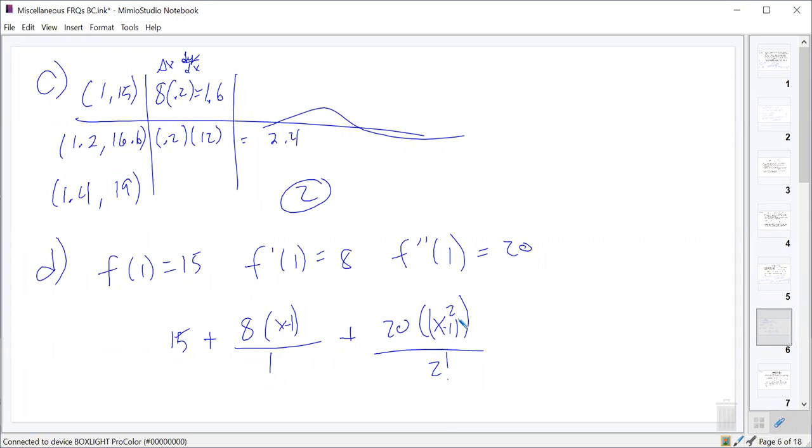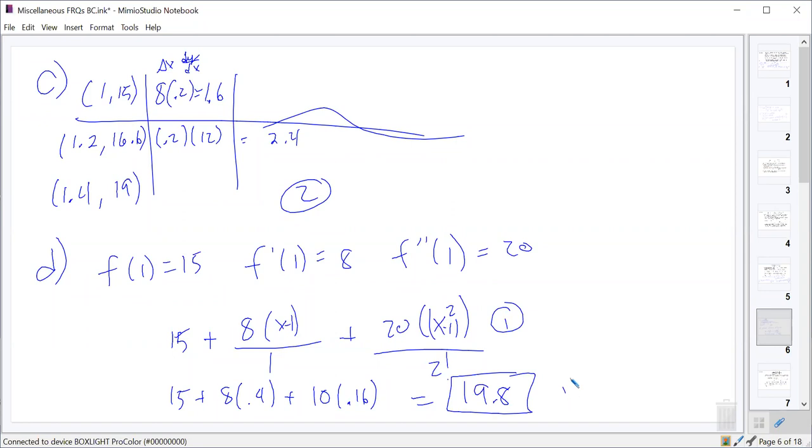And then what are we approximating? 1.4 again, I assume. Yeah. So 15 plus 8 times 0.4 plus 20 over 2 factorial, times 0.4 squared, which is 0.16. So it looks like that gives us 15 plus 3.2, it's 18.2, plus 1.6, that's 19.8. Sound good to everybody? Yeah. 2 points. One for the polynomial, one for the value. Everybody good there?